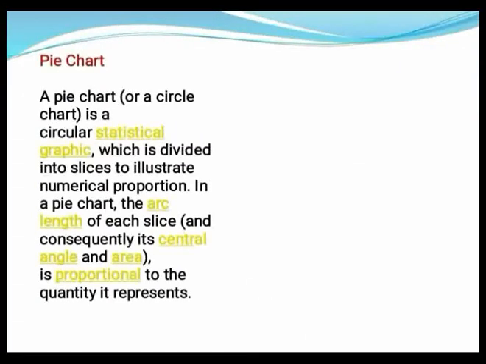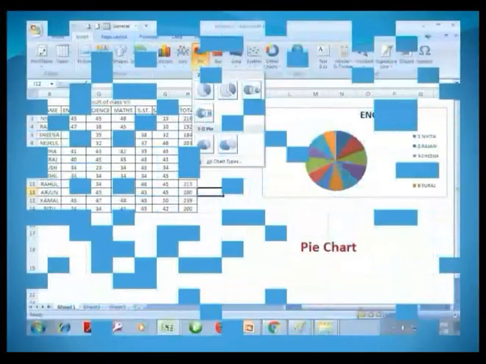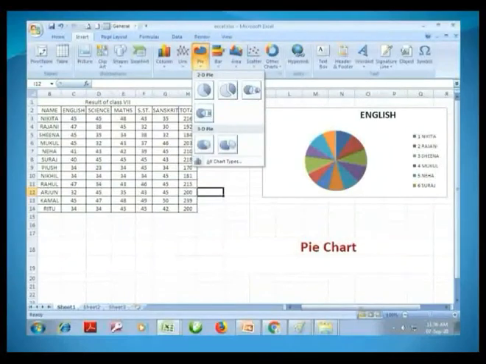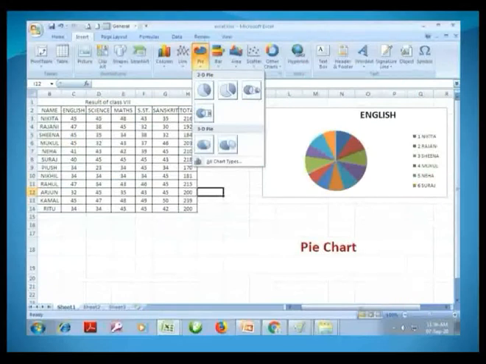Let's learn about pie chart. A pie chart is also known as a circle chart. It is a circular statistical graphic which is divided into slices to illustrate numerical proportion. In a pie chart, the arc length of each slice, and hence its central angle and area, is proportional to the quantity it represents.